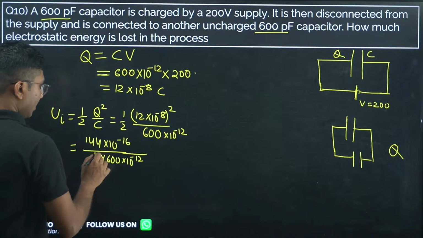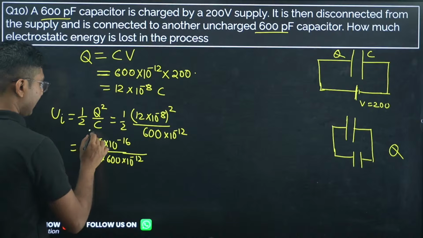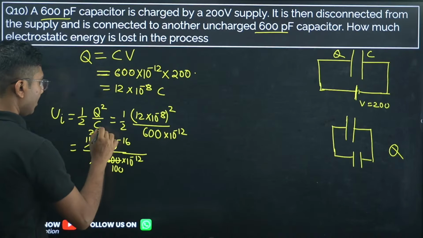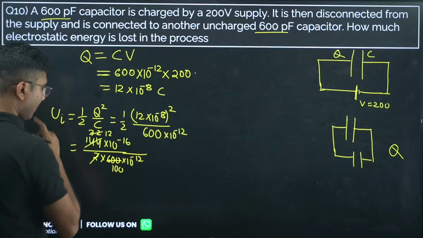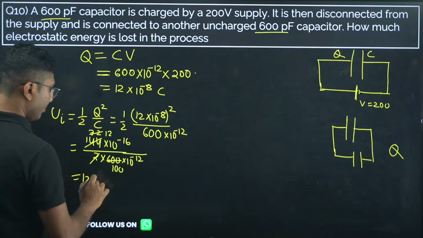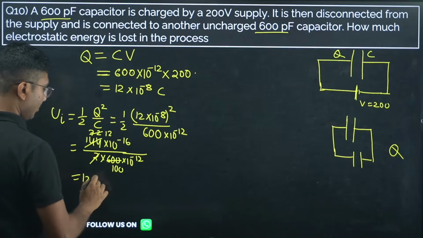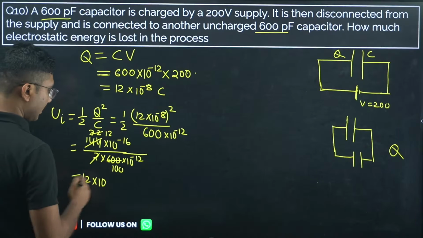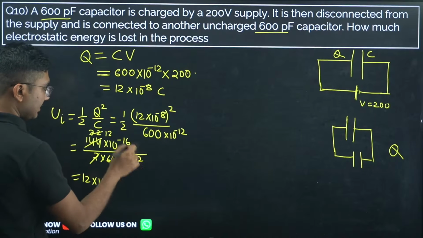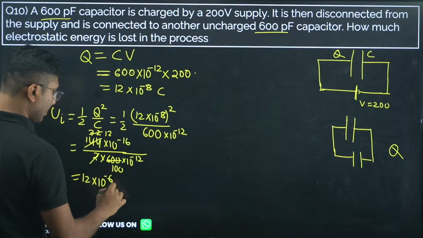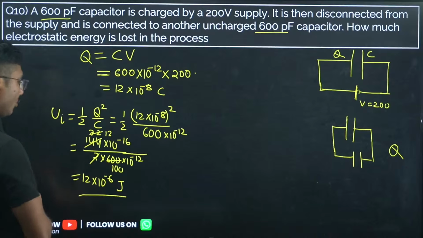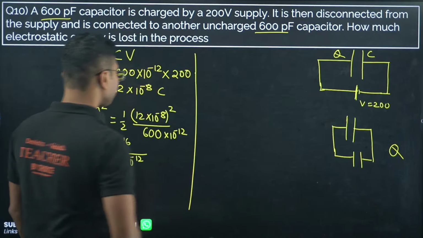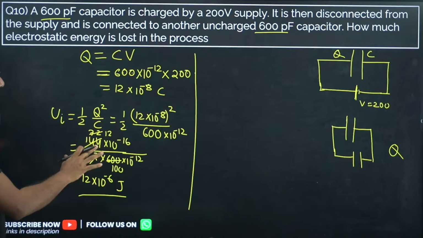Okay, so that gives 12 into 10 to the power of minus 18 minus 12, that is minus 16 minus 6 joules. 12 into 10 to the power of minus 6 joules. Now, this is the initial energy stored.